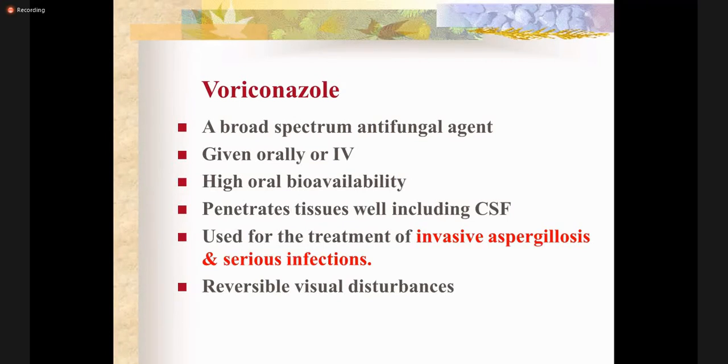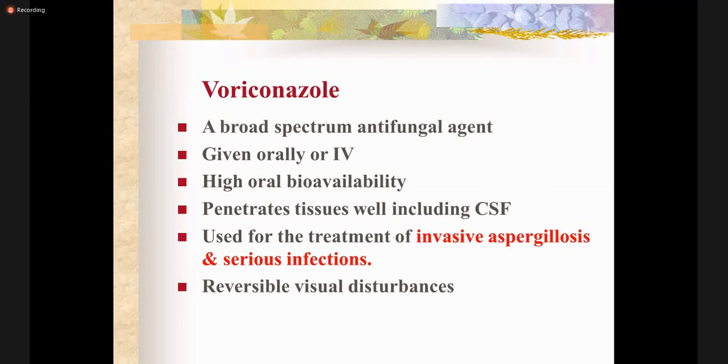Voriconazole is another drug, and this drug is also broad spectrum, given orally and IV, and it has good oral bioavailability. It again has good penetration into the CSF, so it is again a good drug for CNS infection like meningitis, because you know that the bacteria for meningitis are present basically in the cerebrospinal fluid. It is also used for invasive aspergillosis and serious infection.